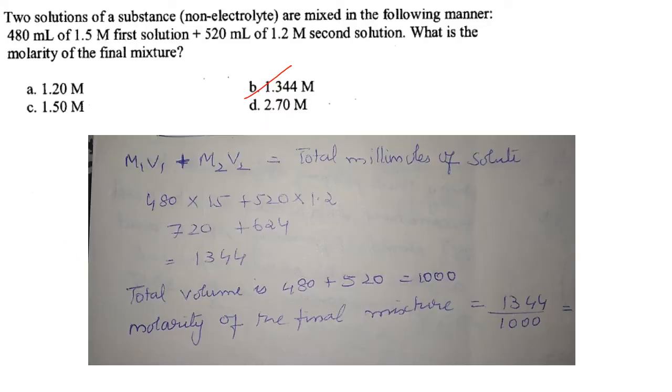Then next one. Two solutions of a substance, a non-electrolyte, are mixed in the following manner: 480 ml of 1.5 molar first solution plus 520 ml of 1.2 molar second solution. What is the molarity of the final mixture? So M1V1 plus M2V2 will give the total millimoles of the solute. So 480 into 1.5 plus 520 into 1.2, you will get 1344, and total volume is 480 plus 520, so that is 1000, and molarity is number of moles of a solute divided by volume. So 1344 divided by 1000, that will be 1.344 molar. So answer is option B.